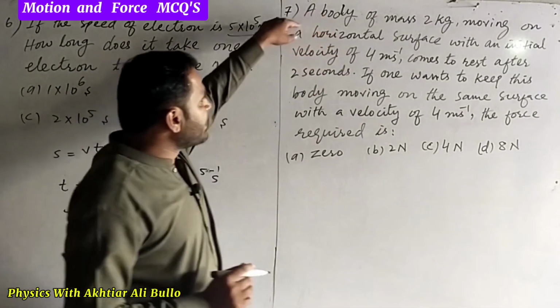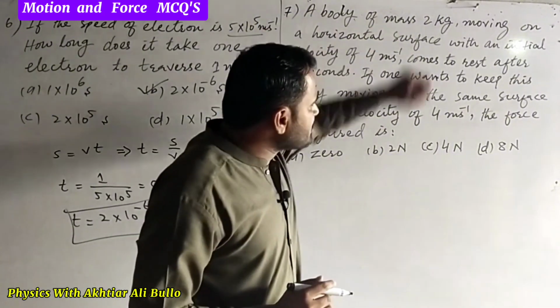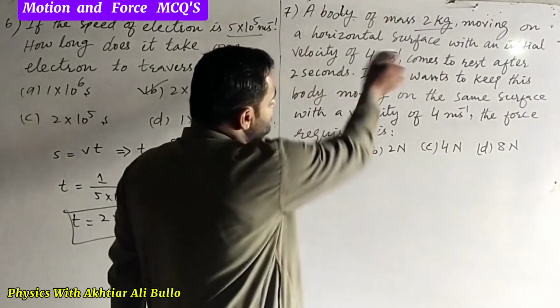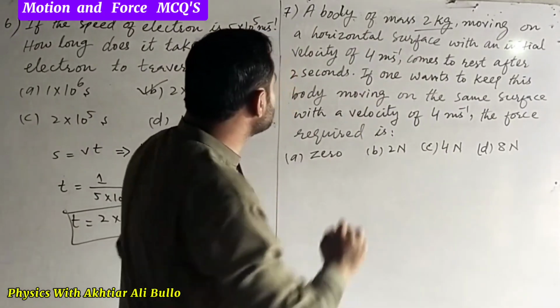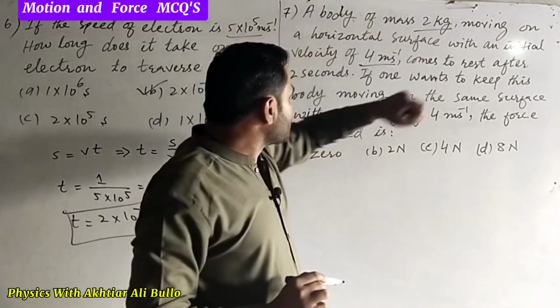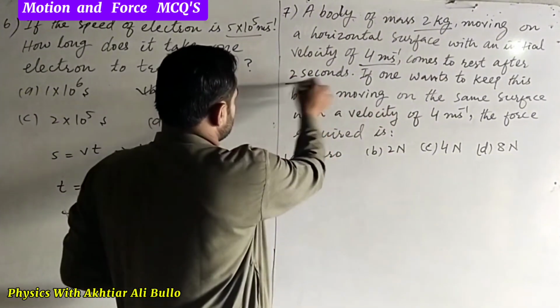The MCQ number 7 is: a body of mass 2 kg moving on a horizontal surface with an initial velocity of 4 meter per second comes to rest after 2 seconds.